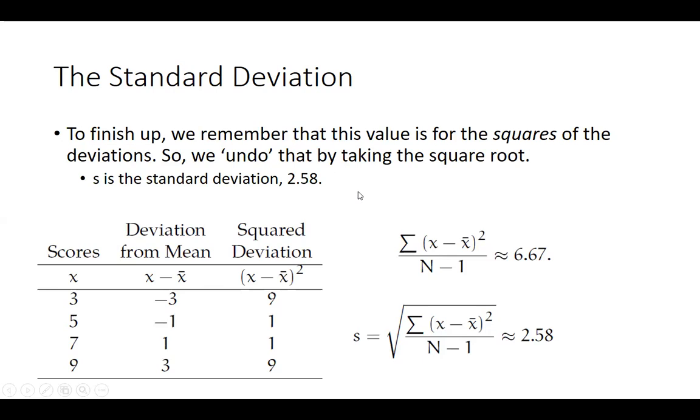To finish up, we remember that this value is for the squares of the deviations, so we undo that in a sense by taking the square root. S would be the standard deviation, the square root of 6.67, or about 2.58. So standard deviation is the square root of the sum of our squared deviations divided by n minus 1. So the square root of all of that.